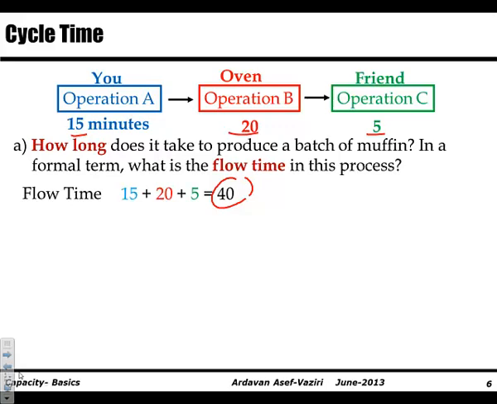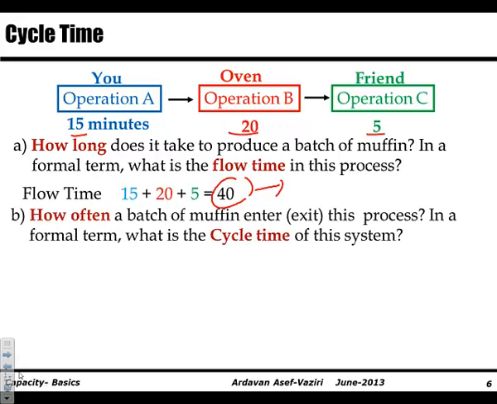But not every 40 minutes one product goes out of the process. As we saw, every 20 minutes one product goes out of the process. So flow time is 40 minutes, while cycle time is 20 minutes. And I will explain more on this. How often does a batch of muffin exit this process? In formal terms, what is the cycle time of this system?